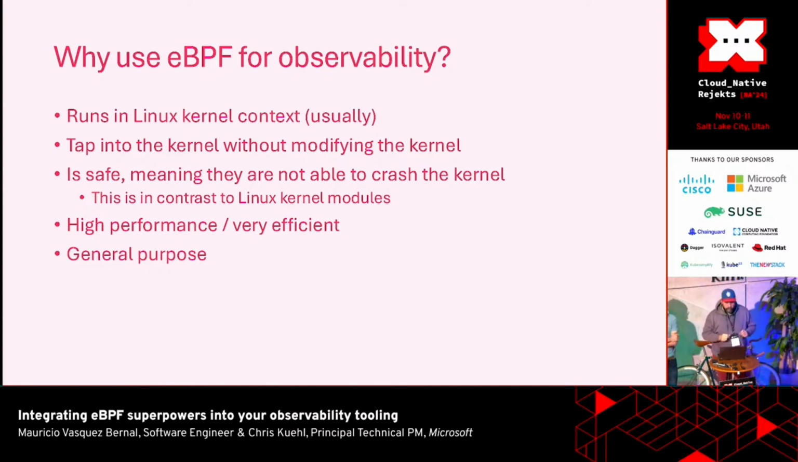And very important is eBPF is general purpose. You might know it for networking. You might know it for some security stuff, but it can be used for a lot of things. And one of the things that's happening inside the kernel is figuring out more places to use it.